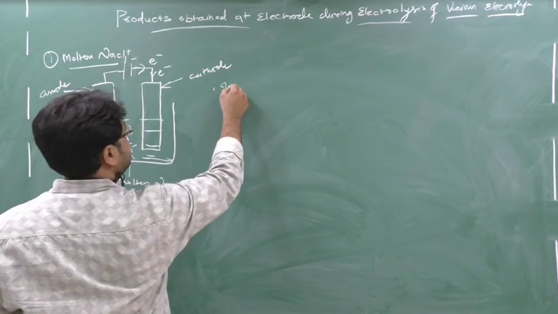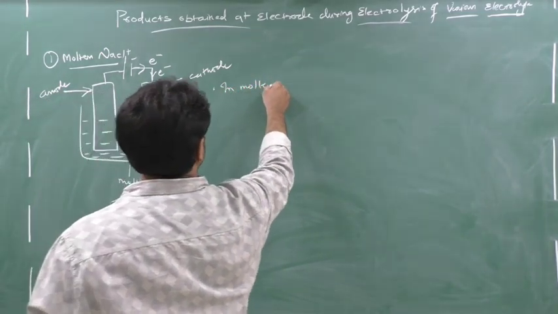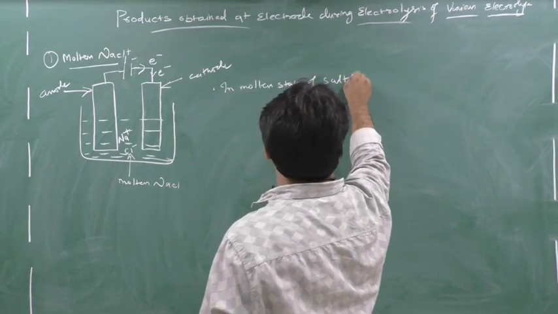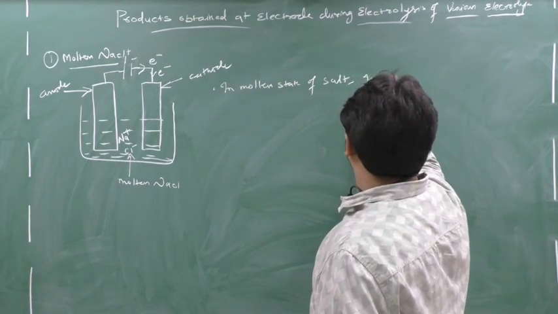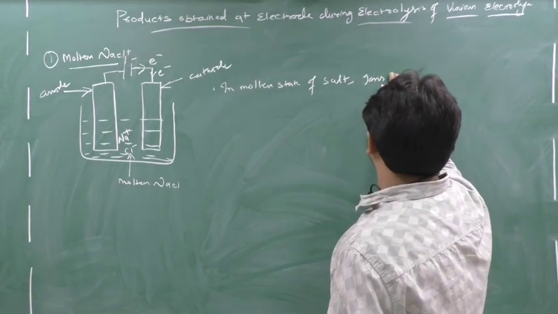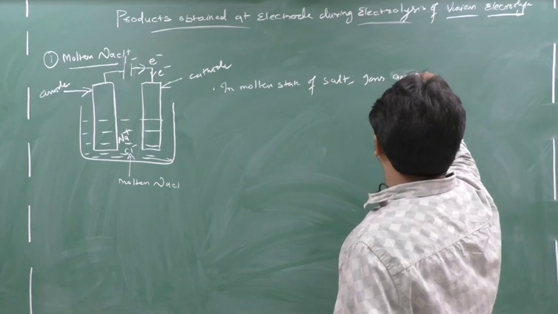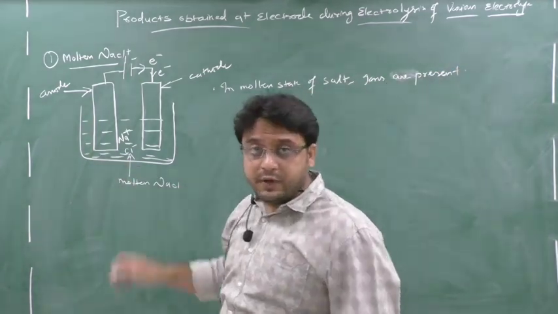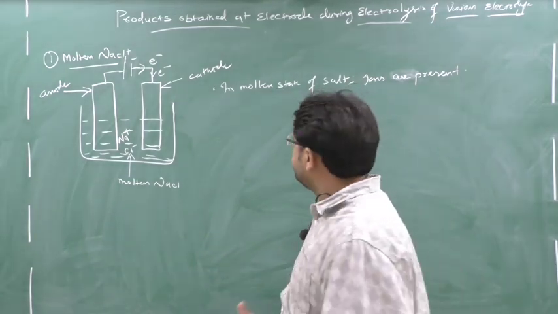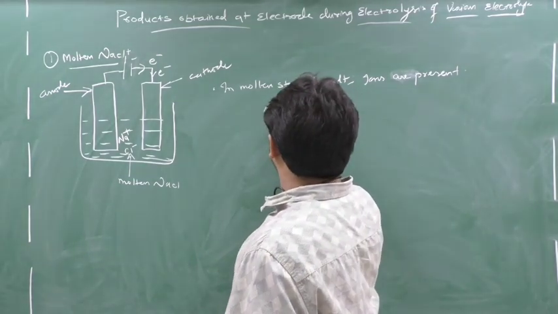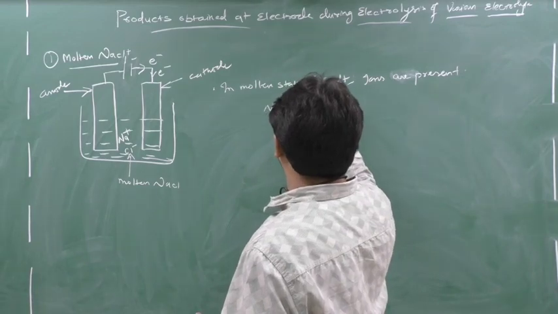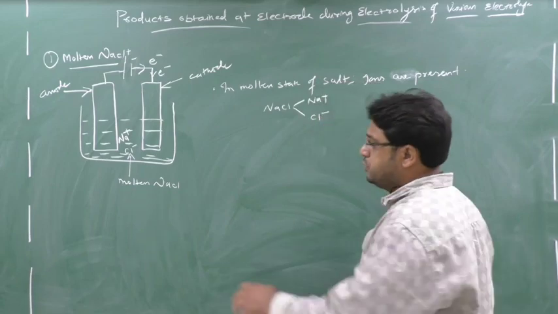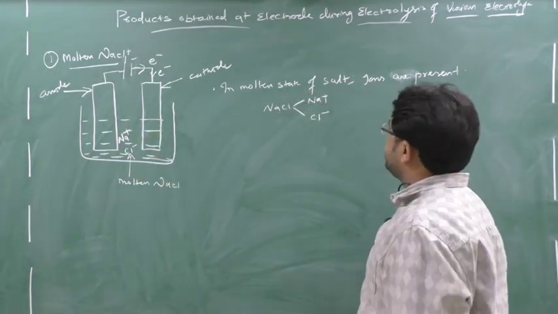So first point, in the molten state of salt, ions are present. Ions are present means, see here in this beaker I have filled molten NaCl. Means here in molten NaCl the ions will be roaming, Na plus and Cl minus. There will be a random motion in the solution here, of Na plus and Cl minus.